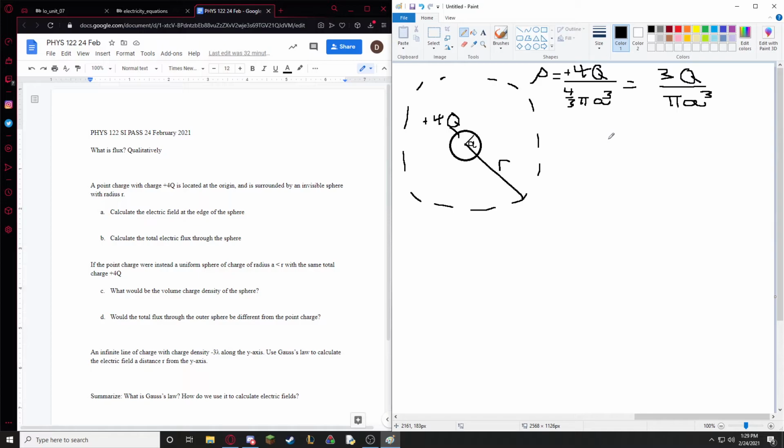So now the other thing we want to know is, would our total flux through the outer sphere be different than from the point charge? So do you think it would be different, yes or no? And try to explain why. You can unmute and try to think about it.